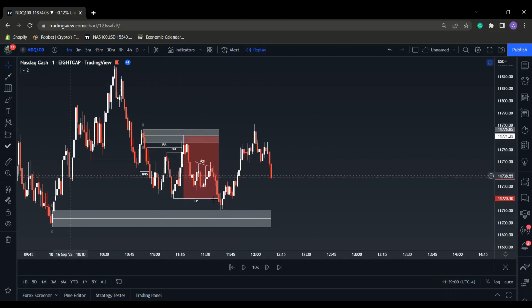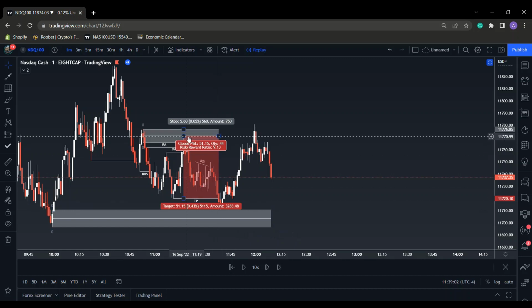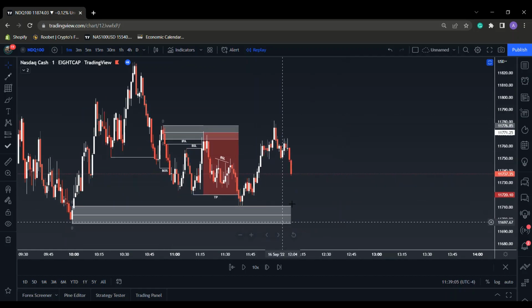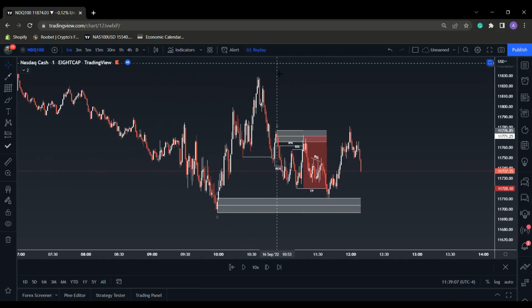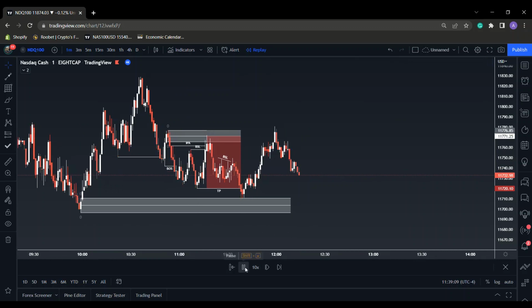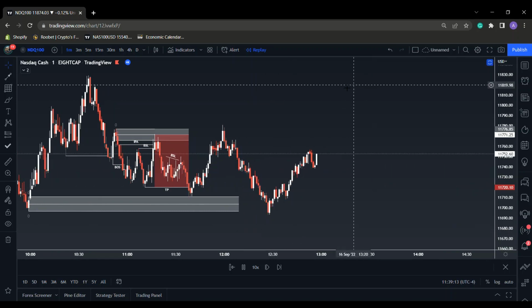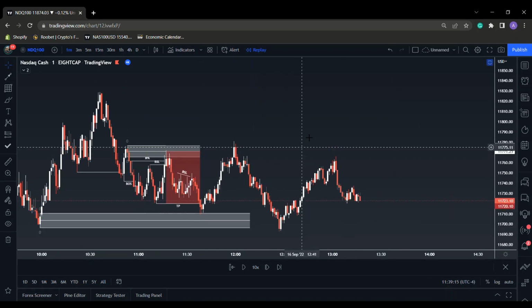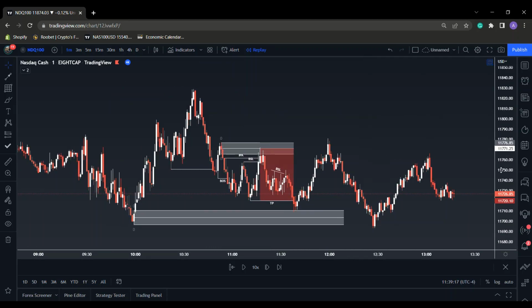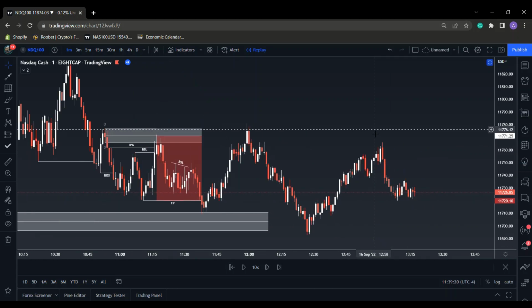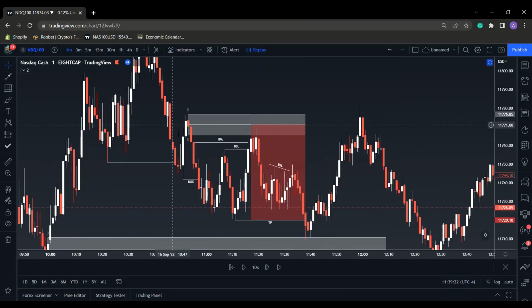Now what we could have done, we could have entered it here and we could have just rode it to here, but with demand zones like this, we want to ride it up to the high. But I'm just going to show you guys really quick. Price just wicked it and then it went up to the top side. So this was perfect execution. That's really for today.